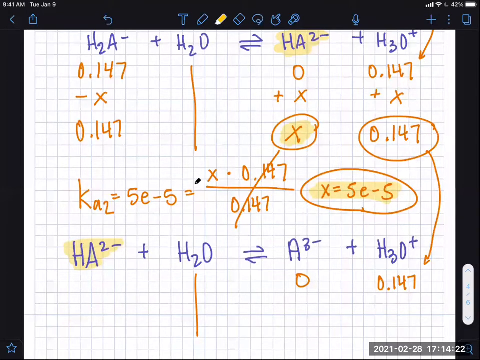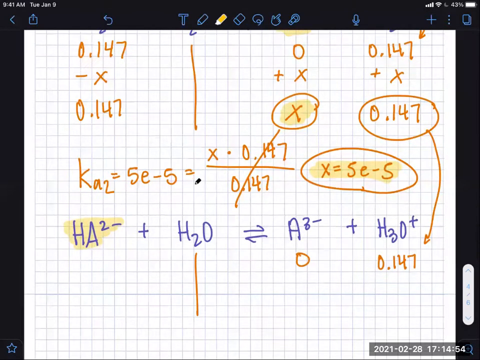Sorry, I had some more questions. Wouldn't the second and third ice tables not really have an effect on the pH? Right. The first deprotonation and the first ice table will have the biggest effect. But this question is asking what is the concentration of this right here, the final concentration of A3 minus. And then in the third one, you still start out with H3O plus, which impacts the pH.